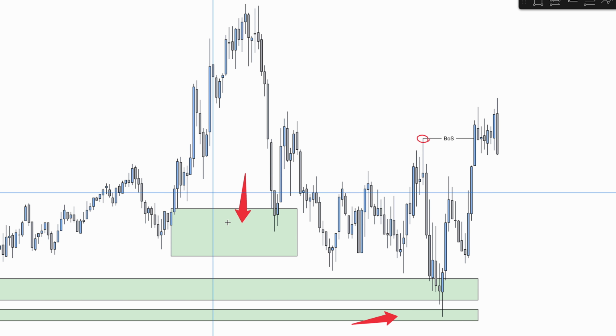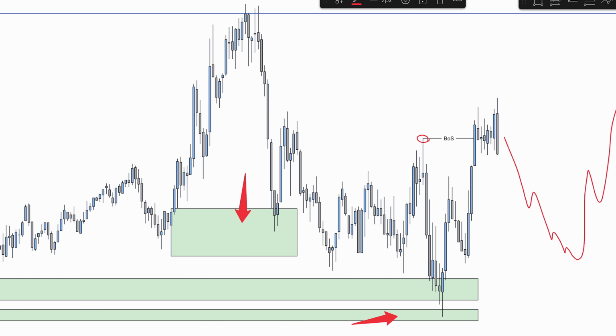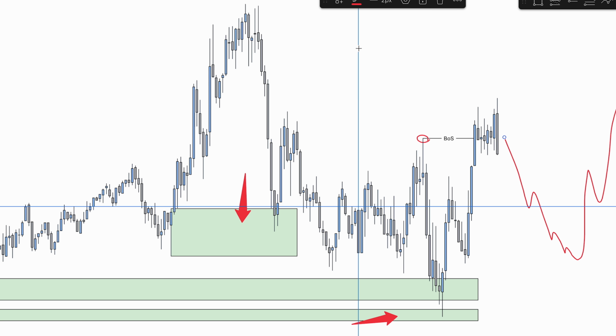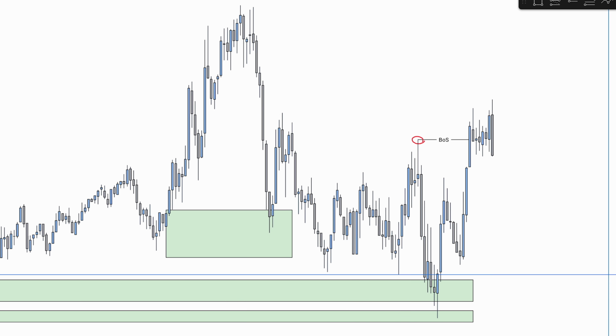Now, that is of course entry number 1. That is the bigger setup, and we'd expect the market to pull back before leading off into new highs, okay? But what we're going to do now is look at a kind of opportunity inside of an opportunity.